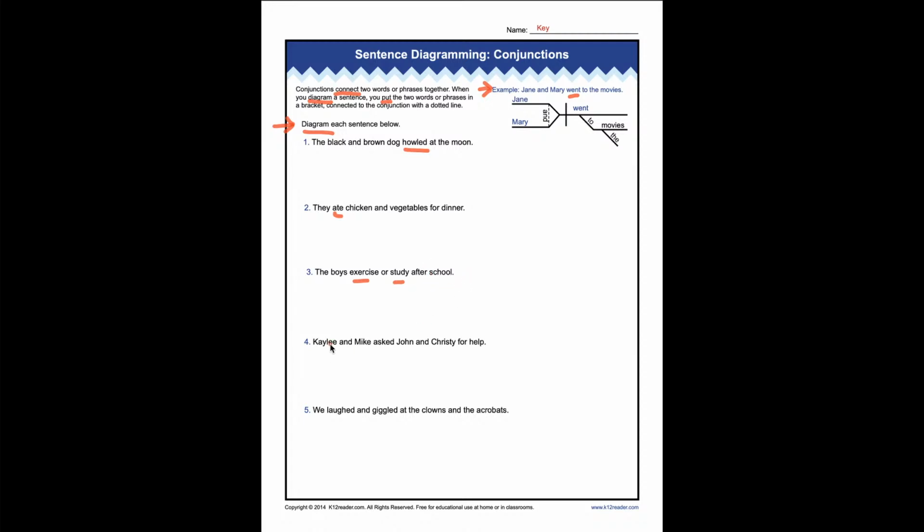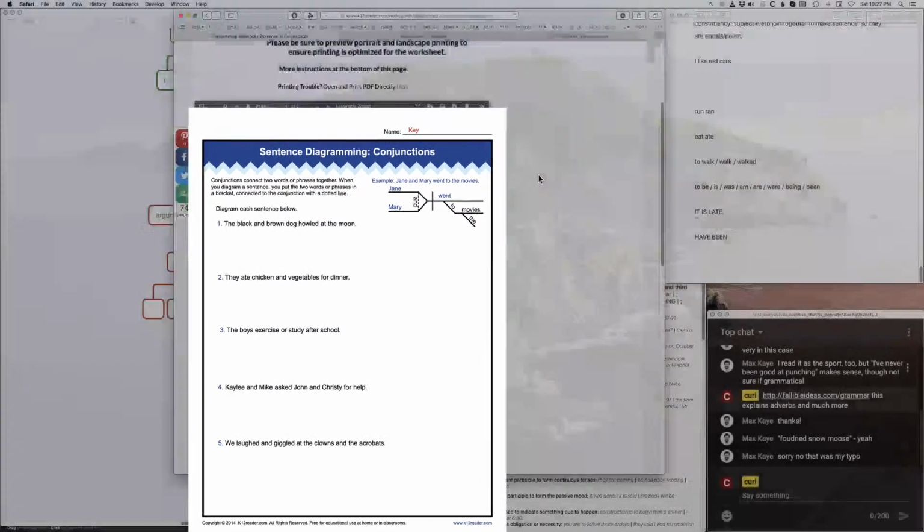Asked. Number 4. Asked. Yep. I don't think help is a verb. You're correct. It's not. It can be a verb, but it's not here. Laughed and giggled. Yep, laughed and giggled. It's the same thing as the third one, with the or, kind of.